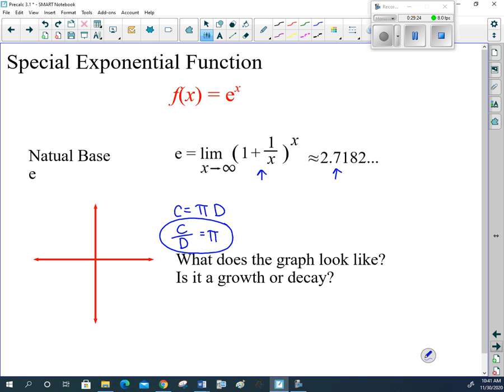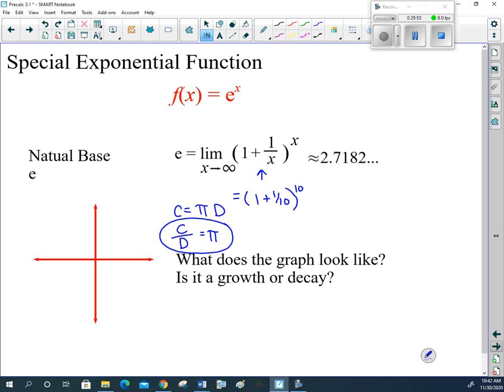Like you could take x as 10. So what are you saying? You're saying 1 plus 1/10 raised to the 10th power. You could type that in your calculator and see what you get. You could type in 50 and see what you get. The higher the number, you're going to start to get closer and closer to 2.7182. That's going to approach that number. So that's how they came up with the number e. That's where its number came from.